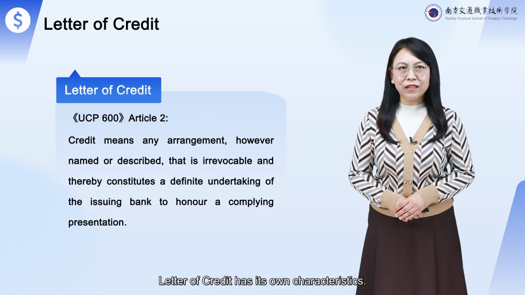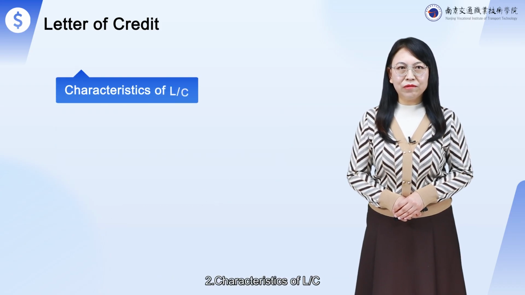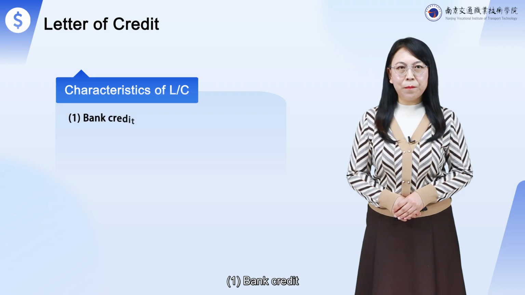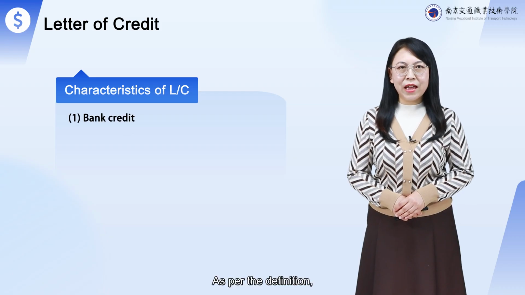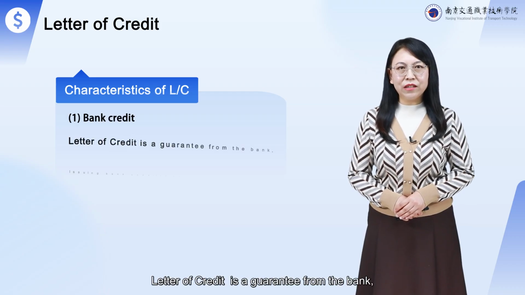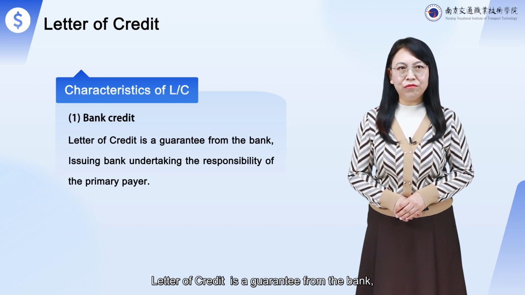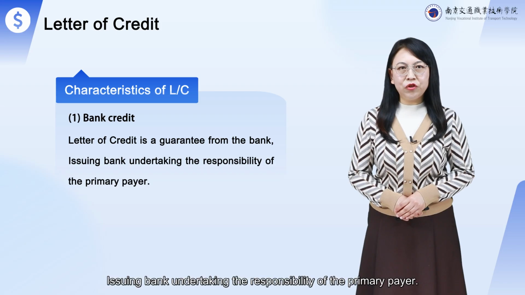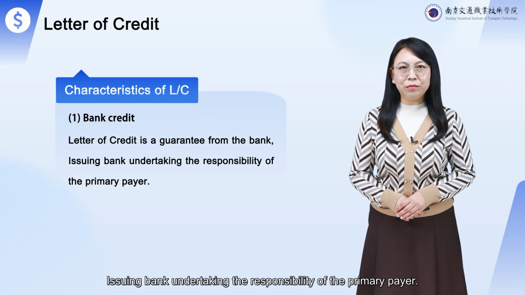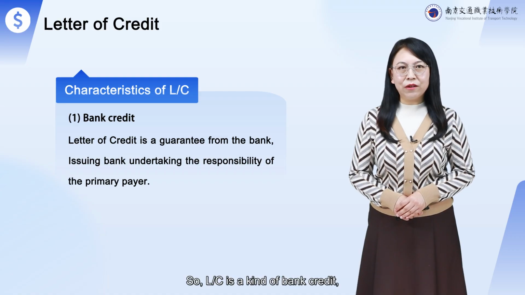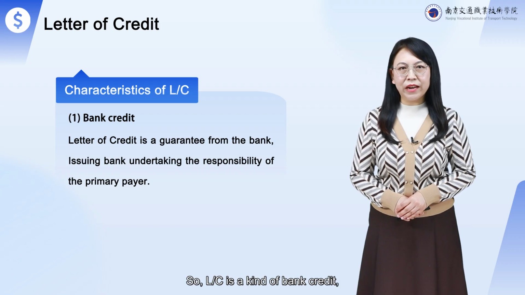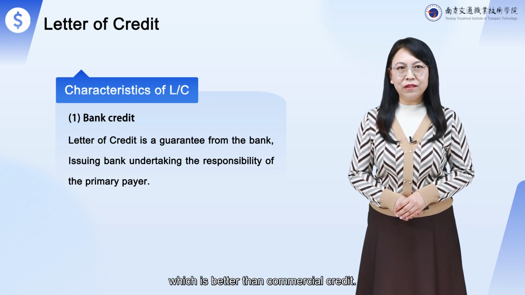Letter of credit has its own characteristics. 2. Characteristics of LC. 1. Bank credit. As per the definition, letter of credit is a guarantee from the bank. Issuing bank undertaking the responsibility of the primary payer. So, LC is a kind of bank credit, which is better than commercial credit.